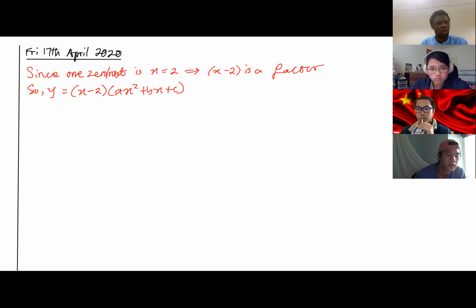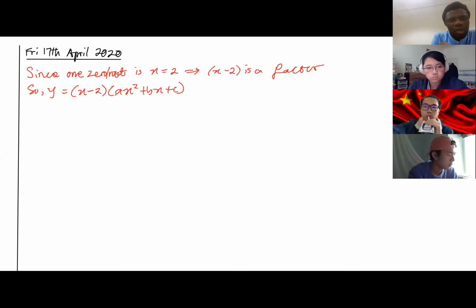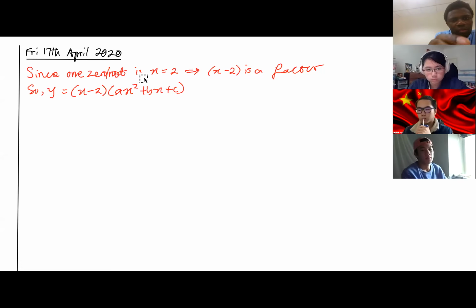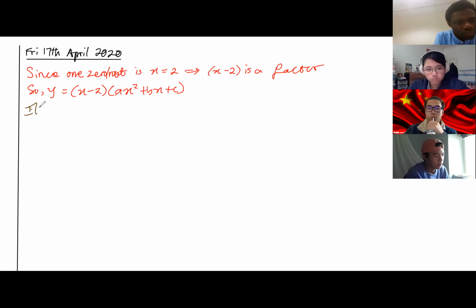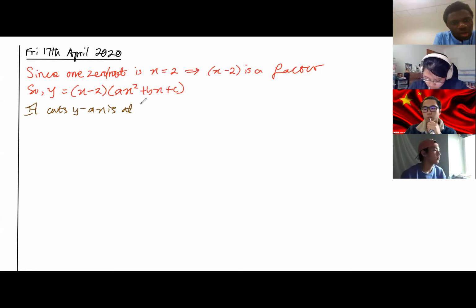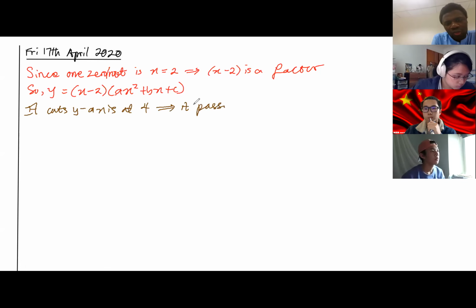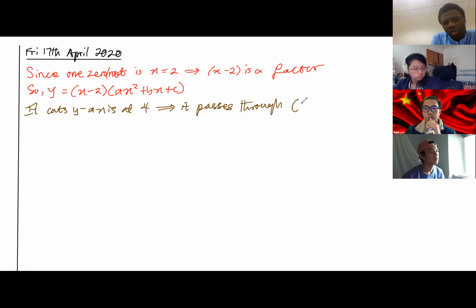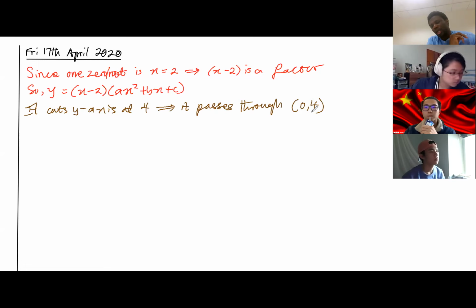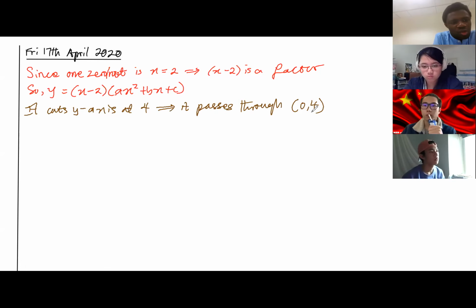Okay, so it cuts y at 4. So it cuts y at 4. What does that mean? If it cuts the y-axis at 4, it implies it passes through, when x is equal to 0, y is equal to 4. So that's a known point. You can just take your time to explain. Nothing stops you from explaining. So what does that give you? It gives you x is equal to 0, y is equal to 4.